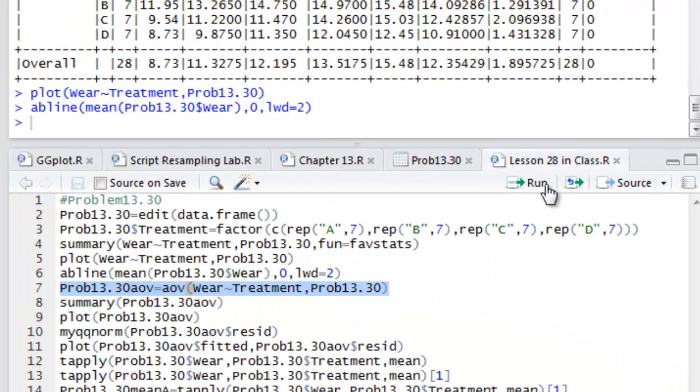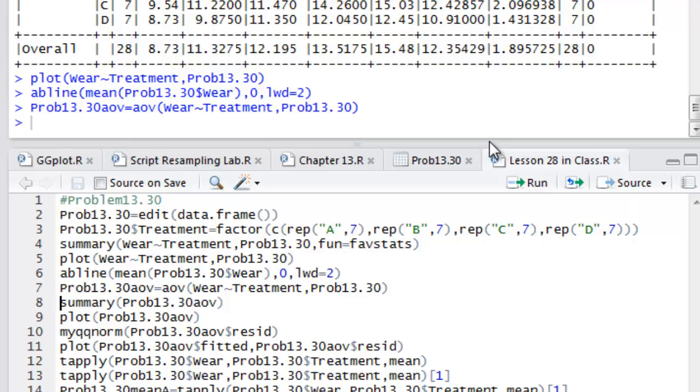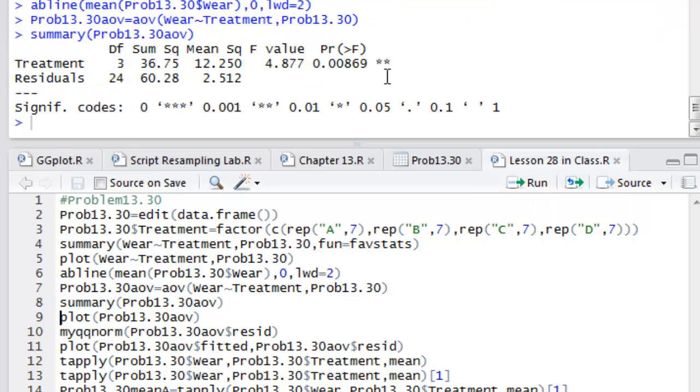Go ahead now and do our analysis of variance, ANOVA. So I've saved it in a variable. Let's do a summary of it. All right, a couple things to notice here. Treatments, degrees of freedom, 3.